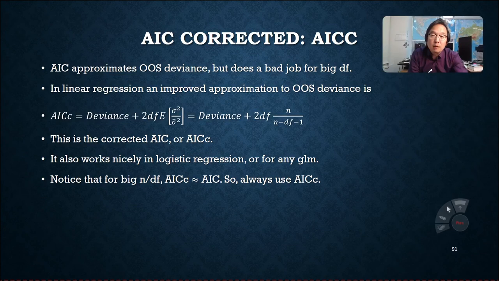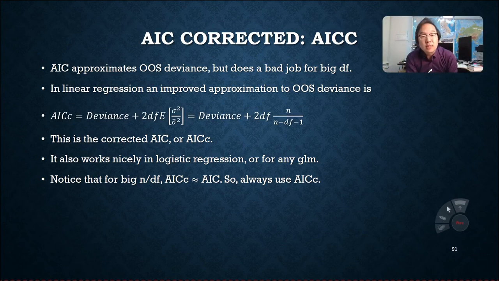So there is a corrected version called AICc. AIC approximates out-of-sample deviance, but does a bad job for big degrees of freedom, big data, a big number of columns. In linear regression, an improved approximation to out-of-sample deviance is AICc: deviance plus 2 times degrees of freedom times the expected value of this ugly term, a ratio of sigma squared to sigma squared hat. I'm not going to ask you about this one, but easily put, this is deviance plus 2 times degrees of freedom times n over n minus degrees of freedom minus 1. This is the corrected AIC, or AICc.